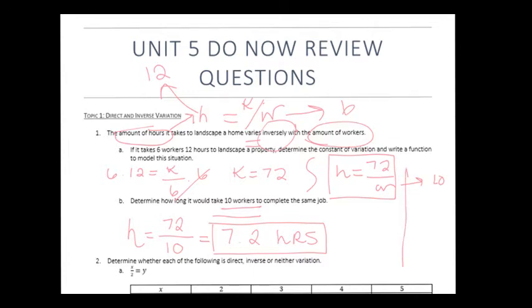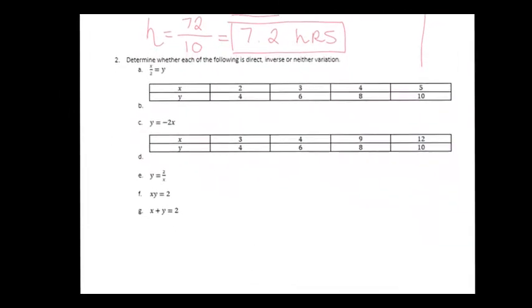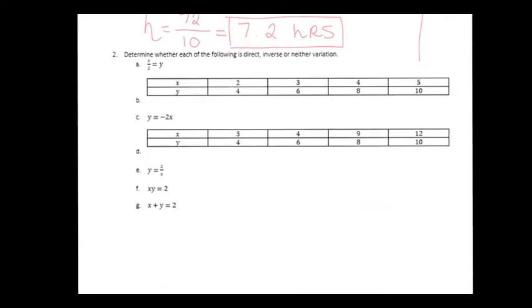So the next problem that we have here is to determine whether each of the following is direct, inverse, or neither variation. Before we do that, we're going to have to write each of the equations in y equals form. So A is actually already in y equals form, it's just in the reverse order. But A is basically telling me that y is equal to 1/2 x. Okay, the tables we'll come back to in a second.